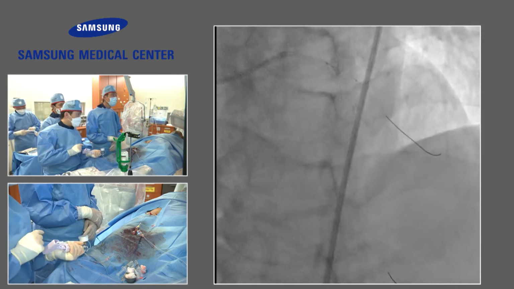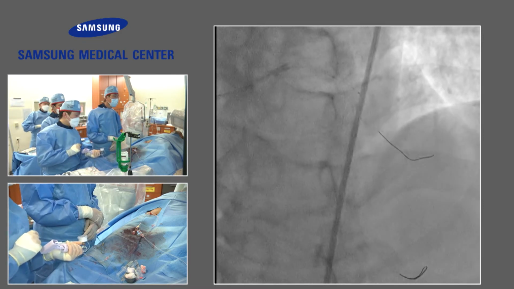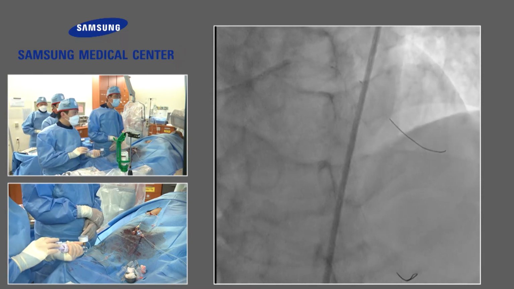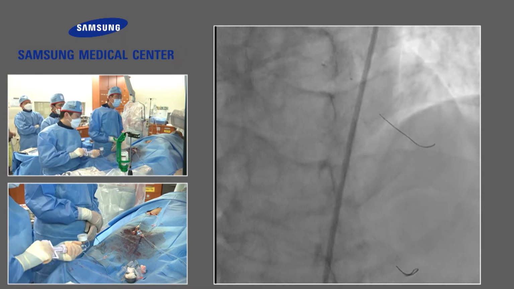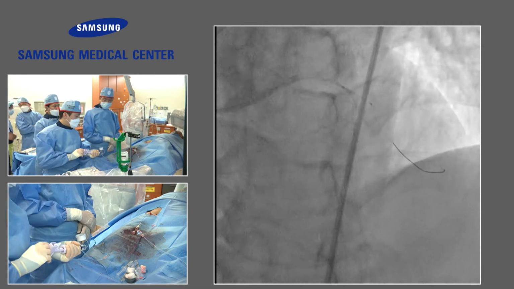The overlap of the guiding catheter with a balloon and the lesion. But I can see clearly the bifurcation.